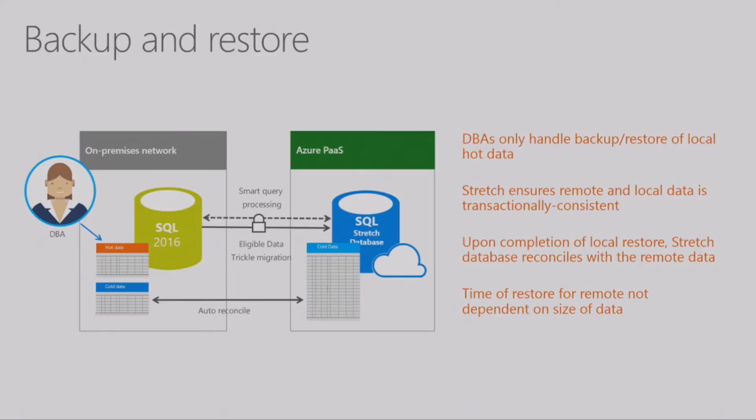Now with Stretch Database, your DBAs only have to worry about backing up the hot data. So you've moved your cold data to Azure. In Azure, we take care of the backups and the restores. All you need to do is worry about the hot data. So if the hot data is corrupted, you have to restore the hot data. Very simple function. Yes, question?